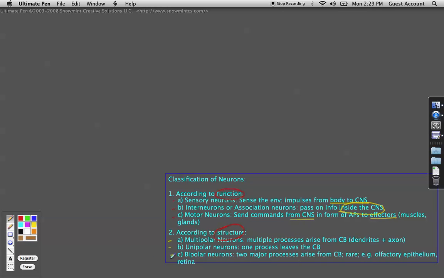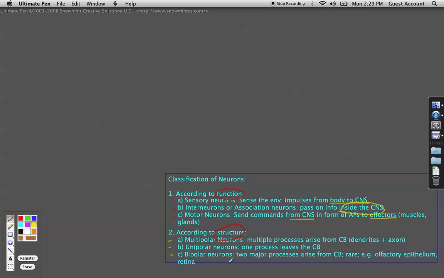The most common type of neuron is multipolar, meaning that many processes arise from the cell body. Unipolar neurons, on the other hand, are kind of strange looking, as you'll see in just a moment, but they have just one process that leaves the cell, one major process that eventually splits, however. And then bipolar neurons are actually quite rare, and they are neurons with two major processes, and we tend to find them a lot in the retina of the eye and inside of the nose in what we call the olfactory epithelium.